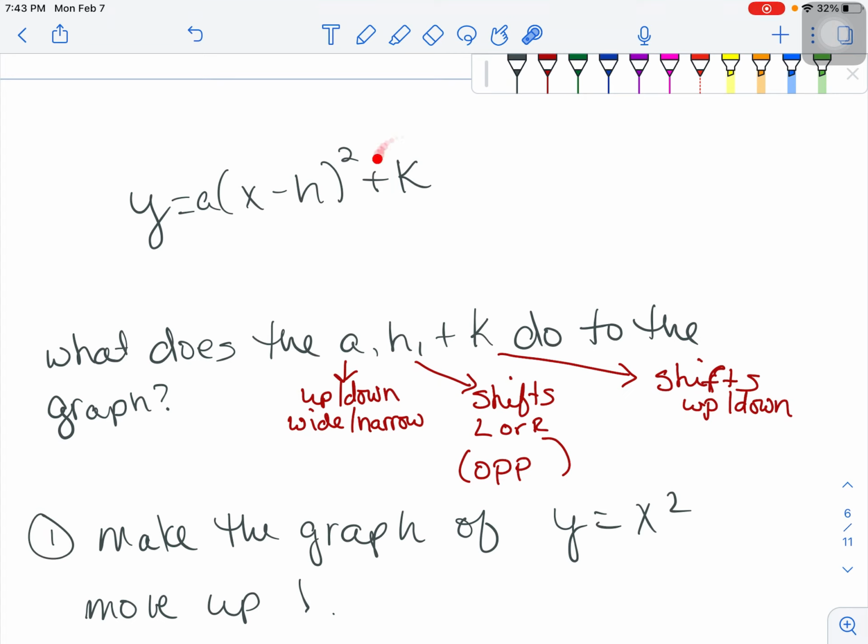And the k value in the back, outside of the parentheses, is what moves it up and down. And it's exactly what you would think. If I wanted it to go up 2, I would write a +2. If I wanted it to go down 4, I'd write -4.